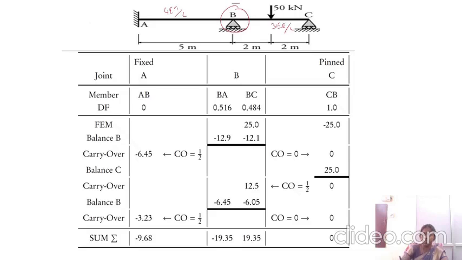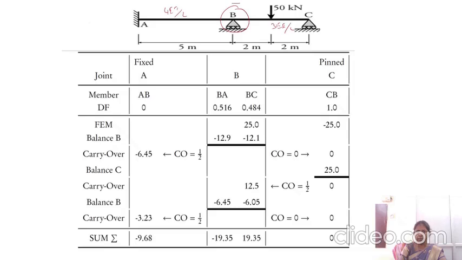Here the fixed end moment A to B is 0 because there is no loading, and B to C is minus 25 and plus 25. Here the unbalanced moment 25 should be balanced to become 0 at joint B. So what is the procedure? We have to multiply the unbalanced moment with the distribution factor, that is 25 into 0.516 is minus 12.9, and 25 into 0.484 is minus 12.9.